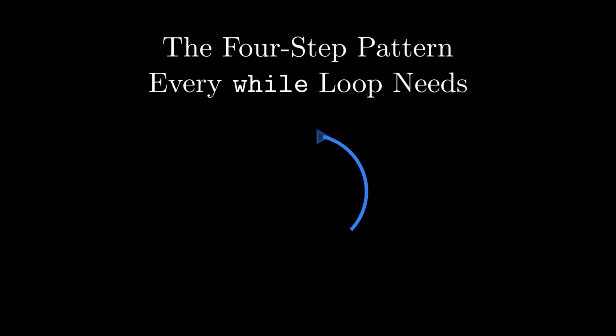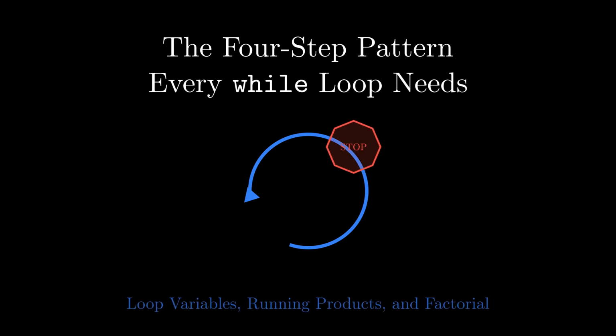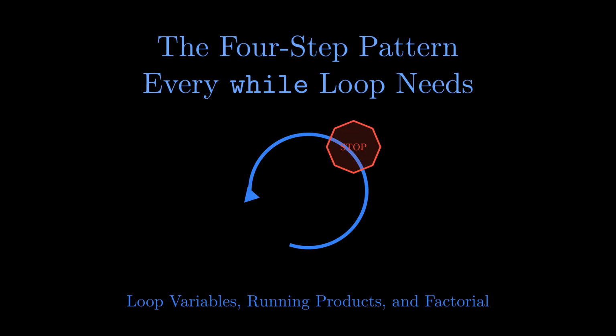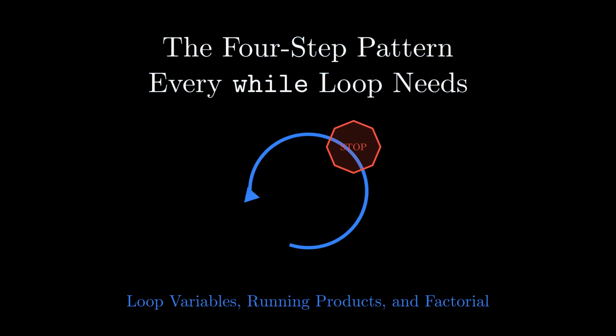Every while loop needs a way to stop. Without one, it runs forever, locking up your program. The key is a simple 4-step pattern that controls exactly how many times the loop executes. Master this pattern and you'll never write an accidental infinite loop.